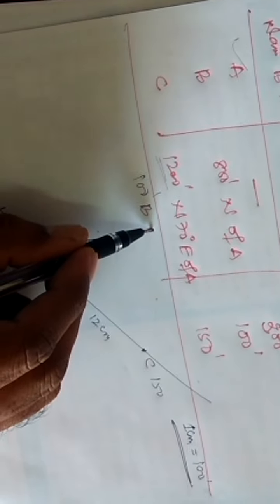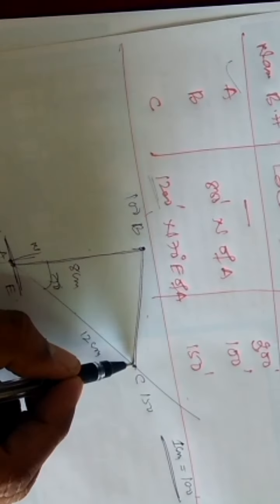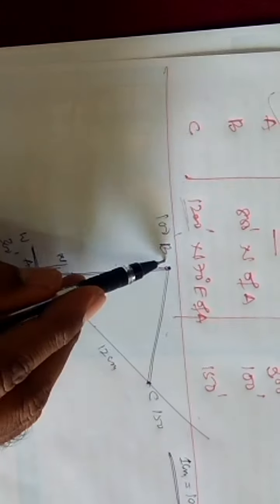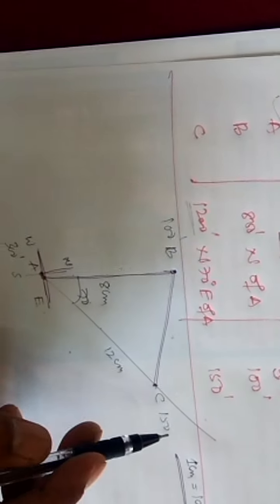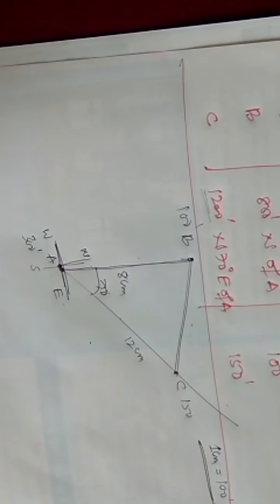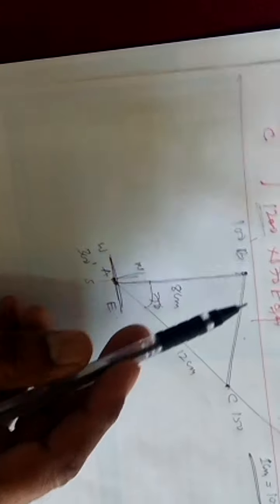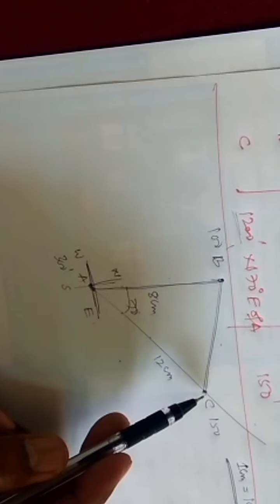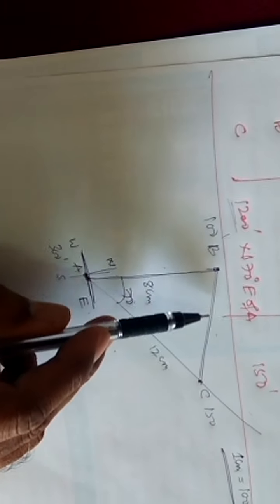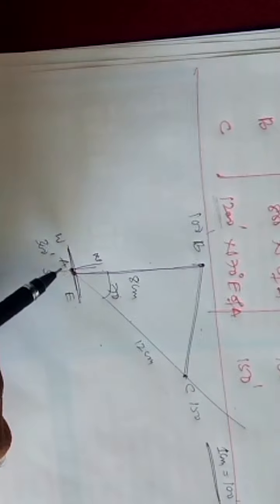And later you have to join these 2 points. These are the 3 points: A, here is B, here is C. And one more point to consider: from A I have connected B, as well as from A I have connected C. Then you have to join these 2 points, and you will get a triangle area.